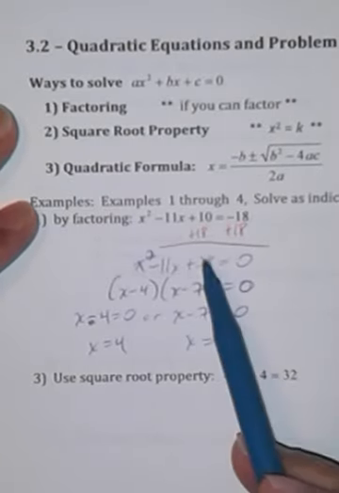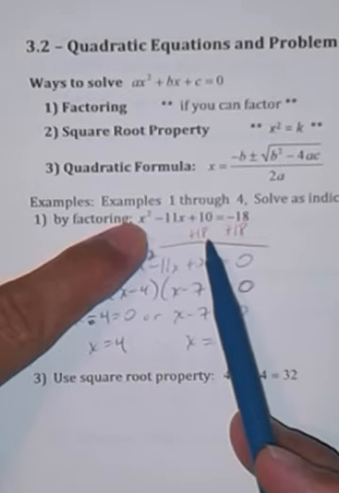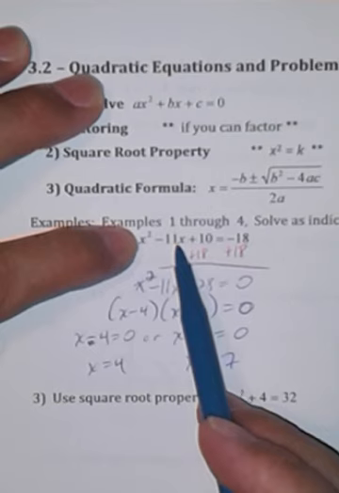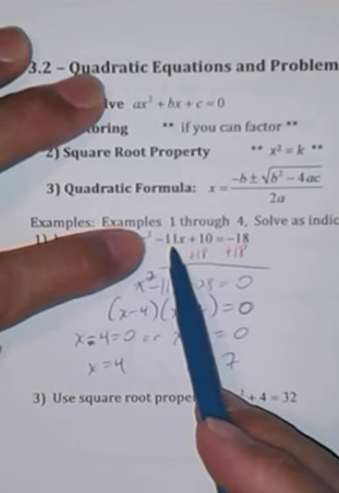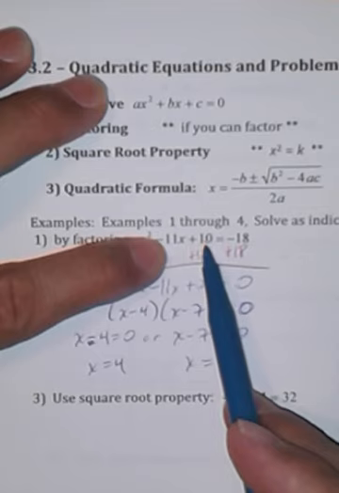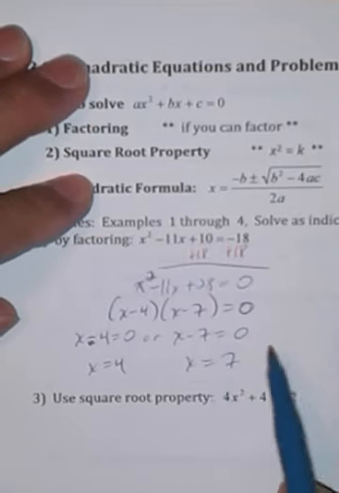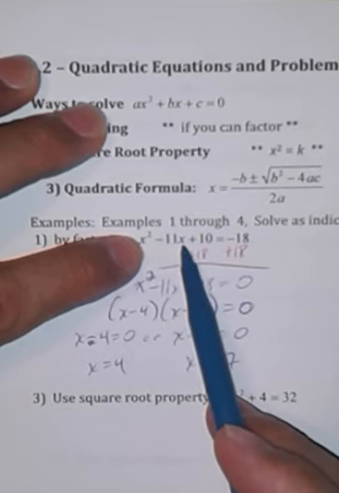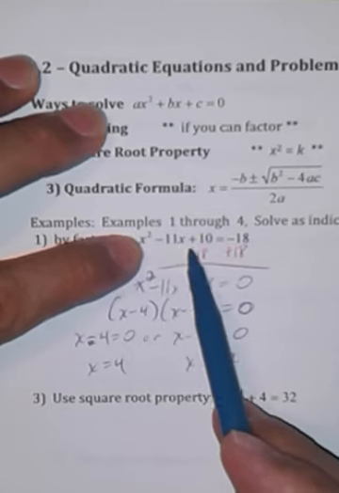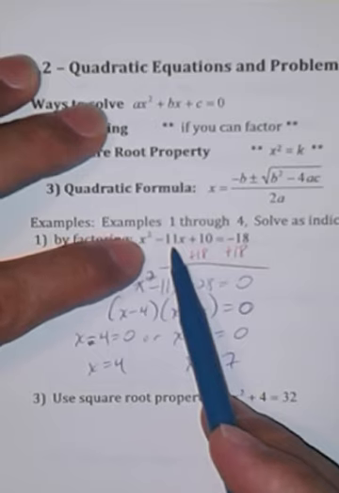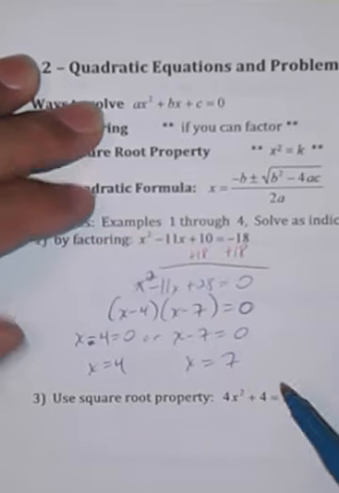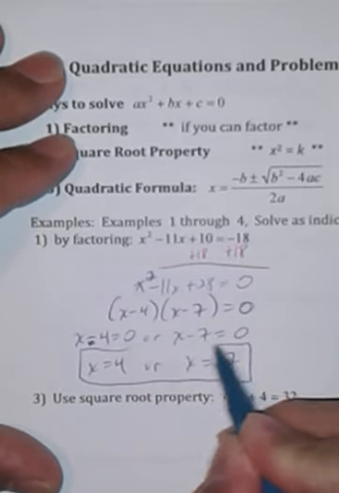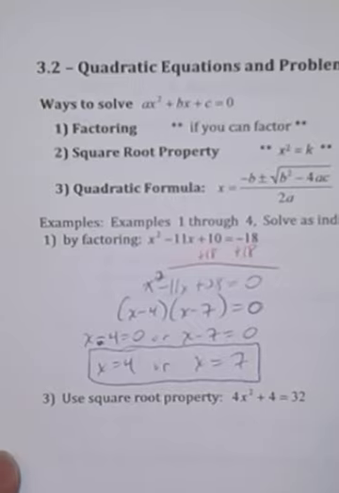Okay? When you try each of these, x equals 4, let's try it. So we have 4 squared, which is 16, minus 11 times 4, which is 44. 16 minus 44 is negative 28, plus 10 is negative 18. That works. And x equals 7. 7 squared is 49 minus 77. 49 minus 77, that's negative 28, plus 10 is negative 18. They both work. Okay, so your answer is x equals 4 or x equals 7.